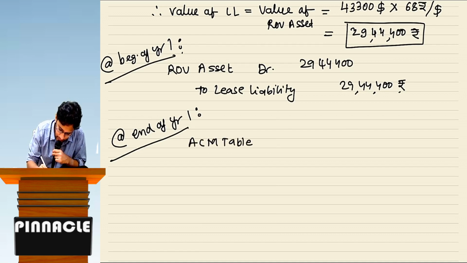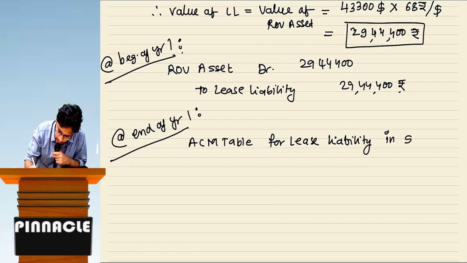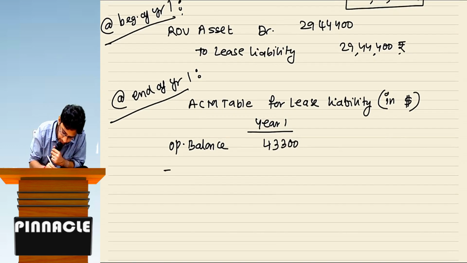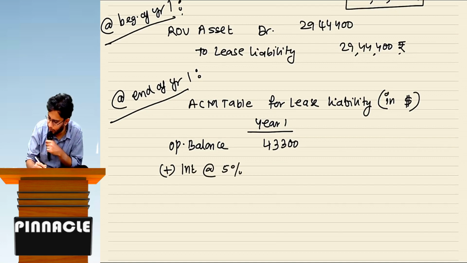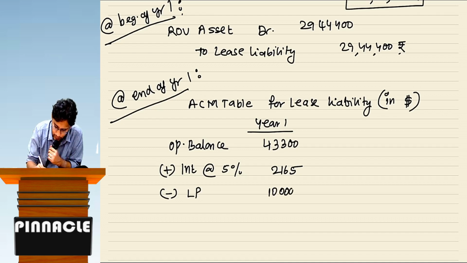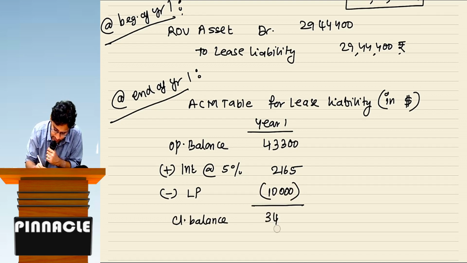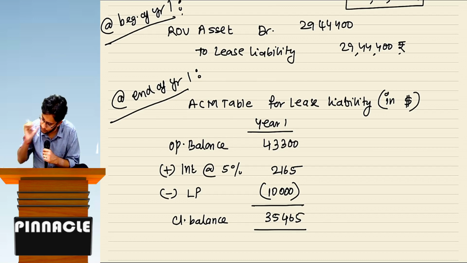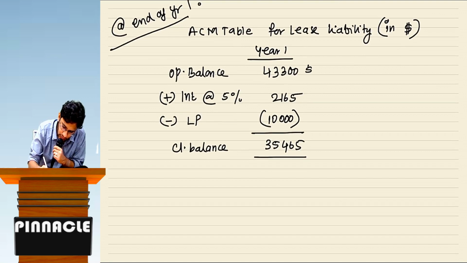ACM table for lease liability. One year only you draw. They ask only one year accounting. In dollar terms. Year 1 alone. Opening balance, how much is that? 43,300 currently. Plus interest at the rate of 5%, 2,165, minus lease payment. In the first year overall you will pay only 10,000. So closing balance, 35,465 dollars.